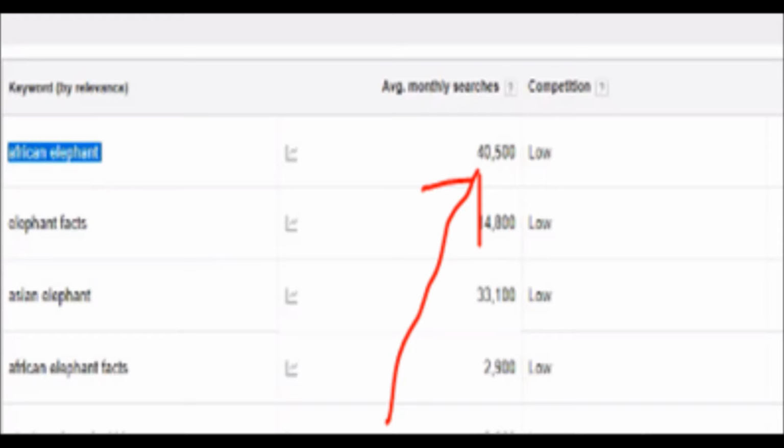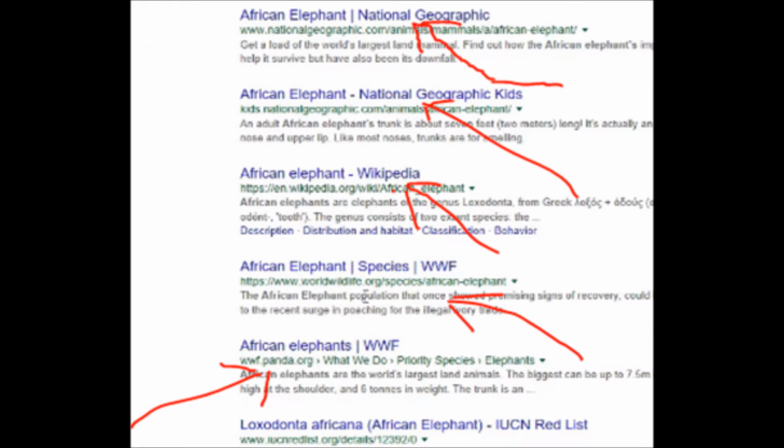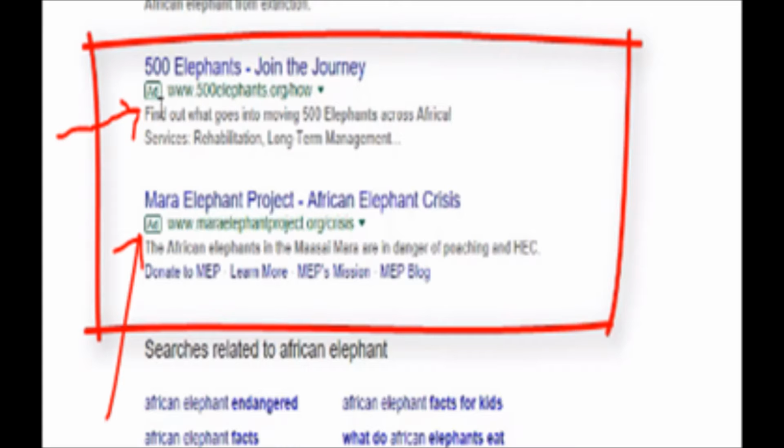It's good information. I like to know that, when we go to Google, the right searches are coming to this word. What we see is National Geographic, Nat Geo, Wikipedia, World Wildlife, Panda, and a lot of really competitive type results. What I'm looking at is that there are two advertisers. These advertisers are at the bottom, which means it's not competitive enough to be at the top.